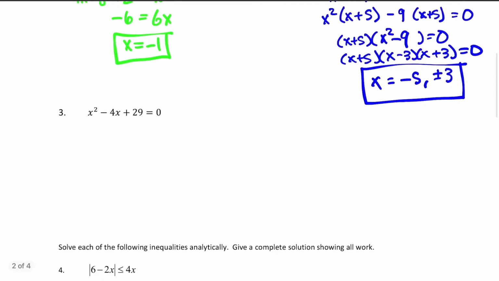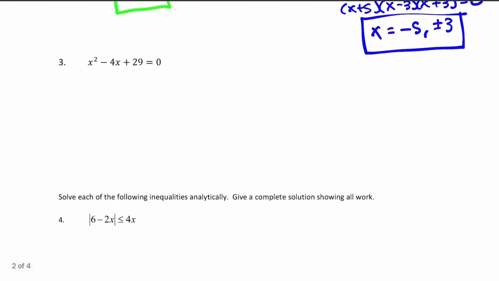All right, next one's going to be fun. X squared minus 4x plus 29 equals 0. Right away, I can tell that's not going to factor. 29 is a prime number, so the only factors are 1 and 29. There's no way you're going to get a 4 by adding or subtracting those. So you have two options. Number 1 is the quadratic formula. But this is also a good candidate for completing the square, right?